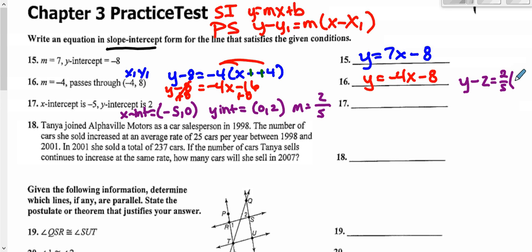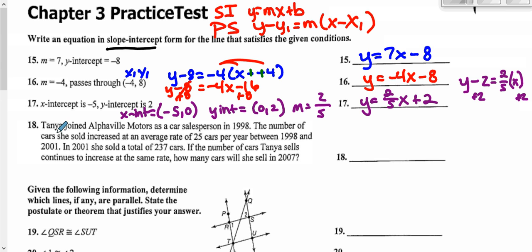And then I have x. And then I've got -0. Well, I don't really need to include that, so I can just put x. So if I add 2 to both sides, you'll notice my equation is y equals 2/5 x plus 2, and we're done.